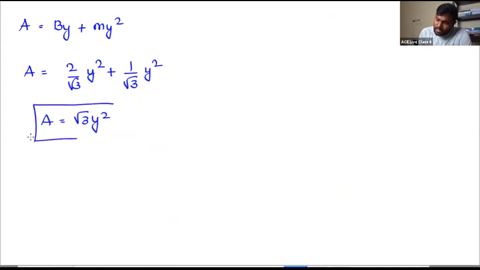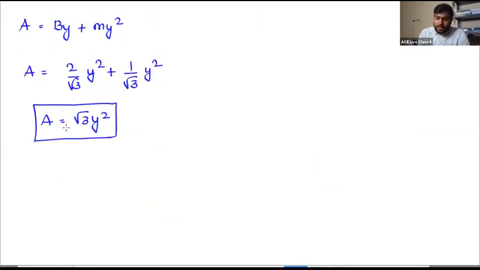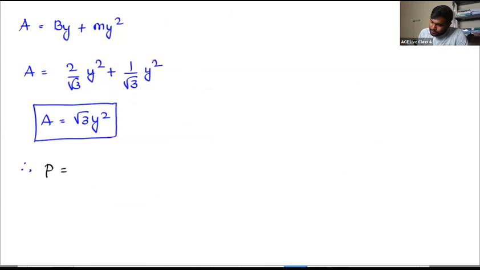So, what is the area? Root 3 y square. What is the top width? 4y by root 3. Now, area is root 3 y square. Then what remains is the wetted perimeter. What is the wetted perimeter? B plus 2 times l, and I can write it as 3B, because as you know, B is equal to l. So P is equal to 3B.